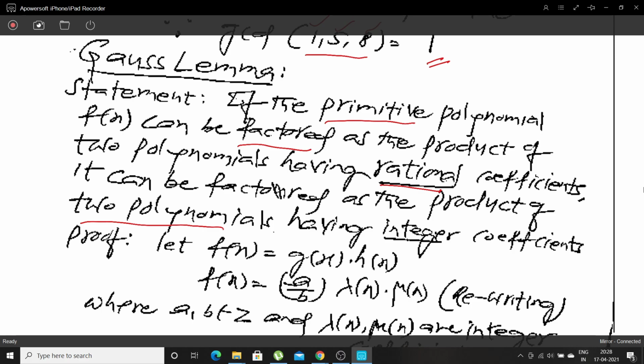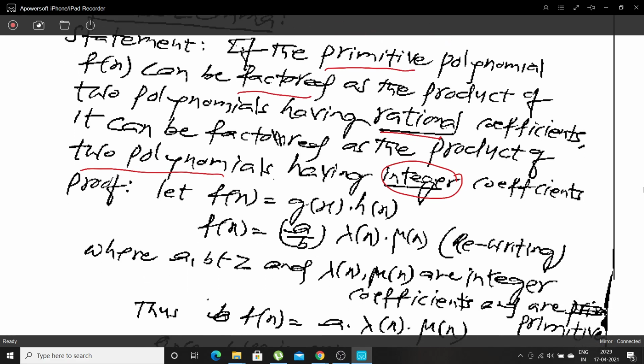That means if the polynomial is primitive, then it can be factored as a product of two polynomials having rational coefficients, and again we will take the integers. Okay, let me take a polynomial, and we denote that polynomial by f of x. f of x equal to g of x dot h of x.